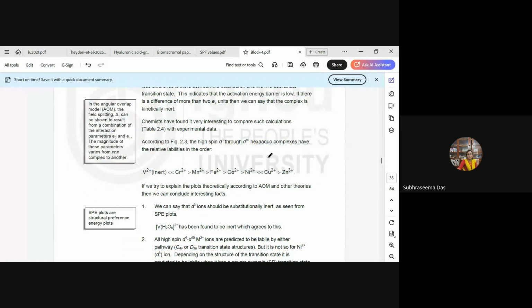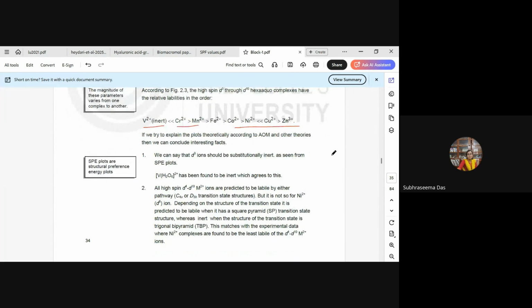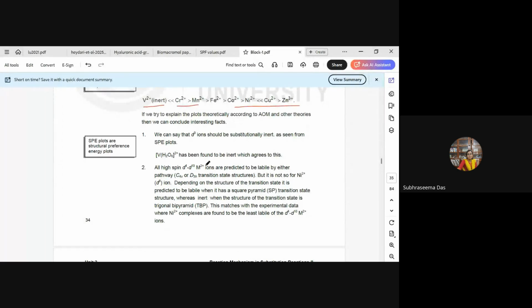Chemists have found that such calculations have been related to the experimental data. From figure 2.3, all the high spin d3 through d10 hexaaqua complexes have relative labilities in the order that V2+ is inert, less than Cr2+, followed by this order. If we try to explain the plots theoretically according to AOM and other theories, we can conclude interesting facts. That is, we can say that the d3 ions should be substitutionally inert, as shown from the SPE plots.